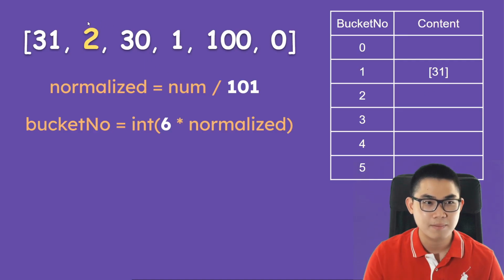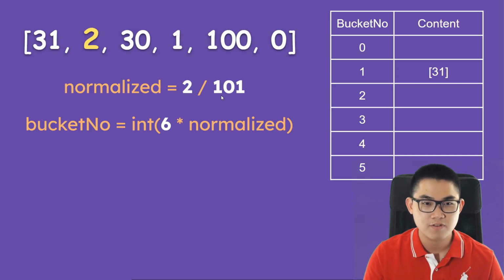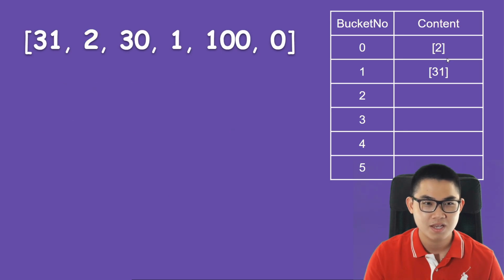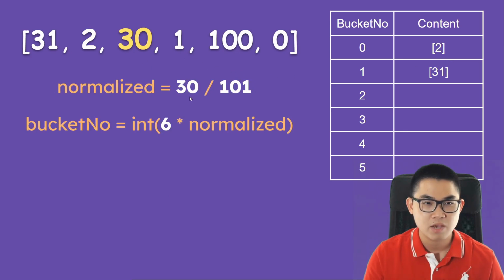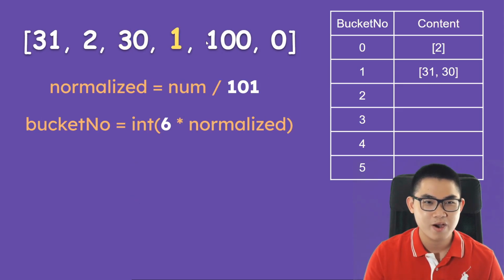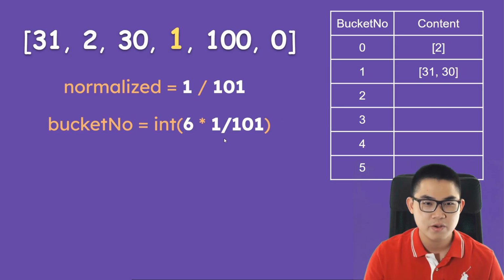Let's repeat the process for number 2. We put 2 into num, so we have normalized is 2 over 101. We put this fraction into here. Then we multiply these together, we have 0.12, and we're going to get rid of the 12 part because it's behind the period, so we have 0. So 2 goes into bucket 0. Same thing with 30, we put 30 into num, then we put this fraction into normalized, we multiply, we get 1.78, and then we get 1. So 30 goes into bucket 1, and it's going to go right after, like this. As well, for 1, we just put it in here, then put the fraction into here. We multiply, we get 0.06, which turns out to just be 0. So 1 goes into bucket 0.